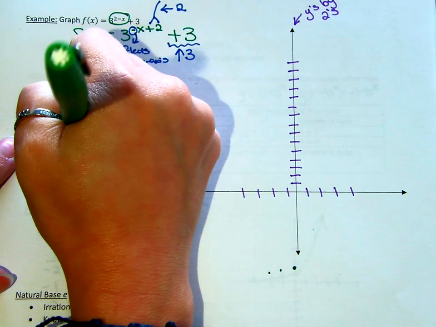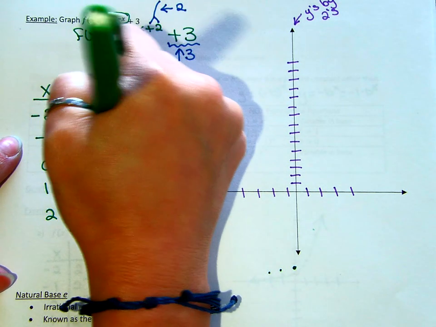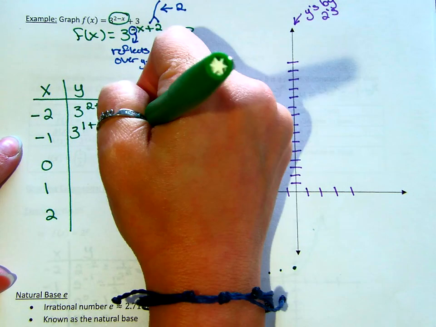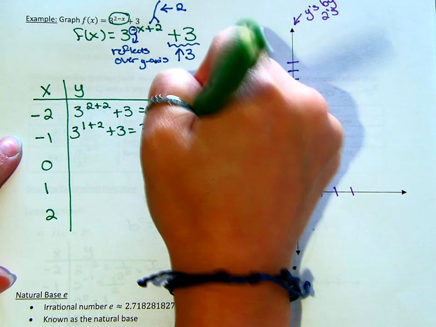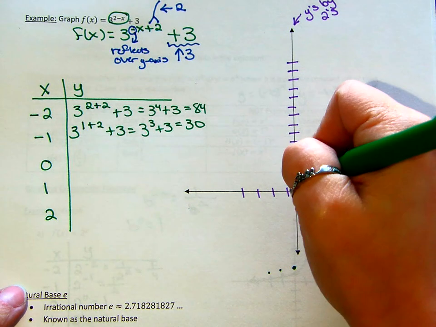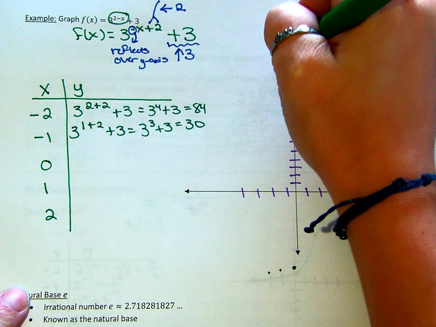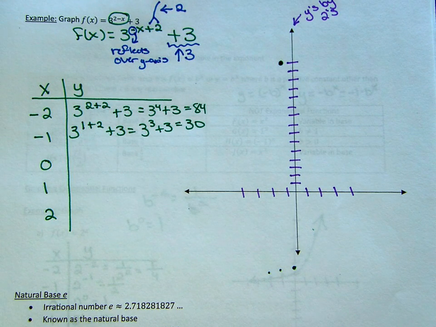So 3 to the -1 would be 1 plus 2 plus 3, which is 3 to the 3rd plus 3, which is 27 plus 3, which is 30. All right, I did do 30 tick marks, so I can do that. So at -1, we're at 30. Now, I only did 15 tick marks because each tick mark counts for 2 on the y-axis.